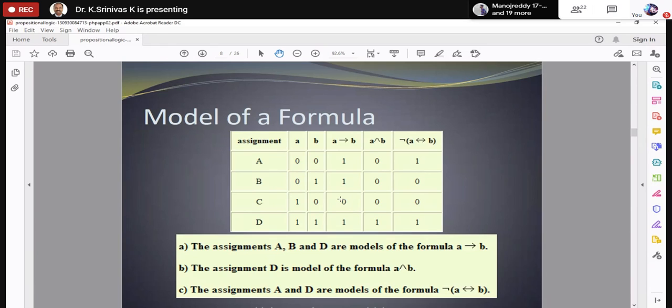If you look at the conclusion for B, the assignment D is the model of the formula A and B. So for A and B, assignment D is the model of the formula. Why are A, B, C not? Because A, B, C are yielding 0.